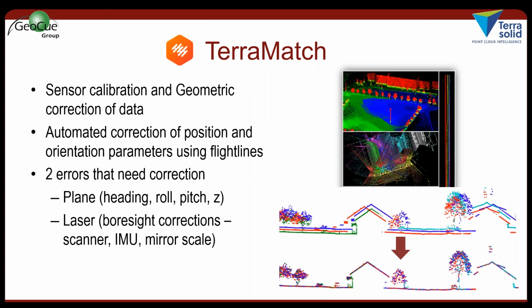TerraMatch is the module that adds all the algorithms for manipulating mobile and airborne laser scanning data. There are some similar algorithms for modifying photogrammetric point cloud data in TerraScan itself, but TerraMatch is geared more for making the adjustments and corrections for trajectory issues and placement issues for airborne and mobile laser scanning data.